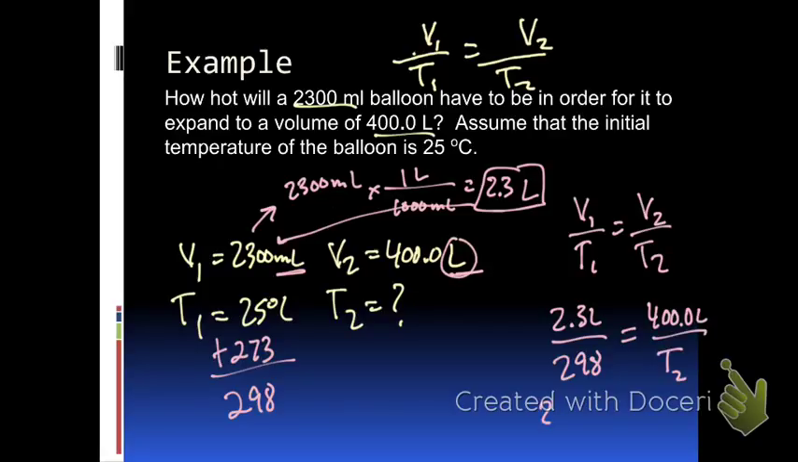So cross multiply, you get 2.3 times T2 equals 400 times 298, right? So 298 times 400 divided by 2.3. Rounded to 2 sig figs, because 25 degrees has 2 sig figs, T2 is going to be 52,000 Kelvin. Alright, let's go to the last one.